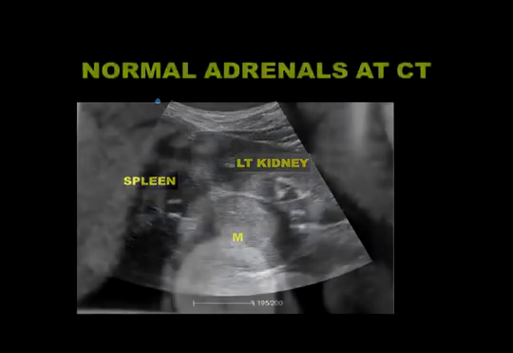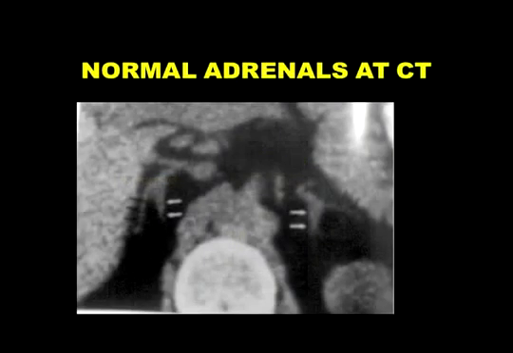So at CT, we are able to see those retroperitoneal adrenal organs, very small in size. They usually have an inverted V shape. So that's the right adrenal, and that's the left adrenal gland, normally at CT.